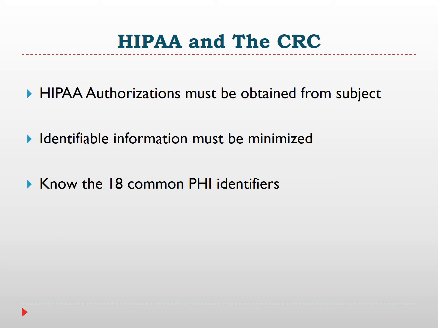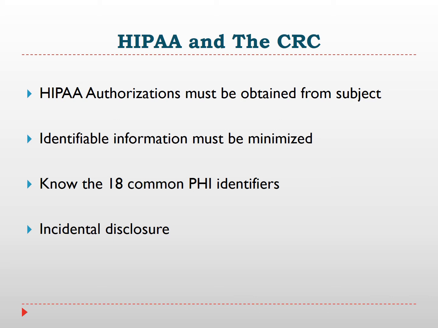There are 18 common PHI identifiers. Some of them are really obvious, like date of birth and things like that, and some of them are a little bit more obscure. I have these included as a PDF in this module immediately following this lecture, so I want you to look at those. And then you have to understand what incidental disclosure is.